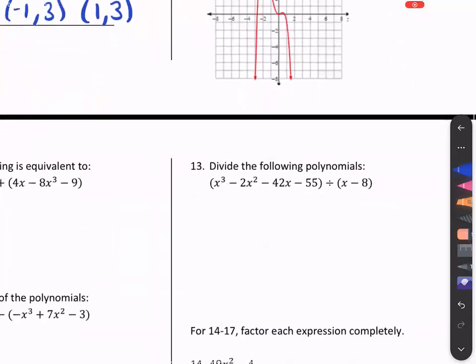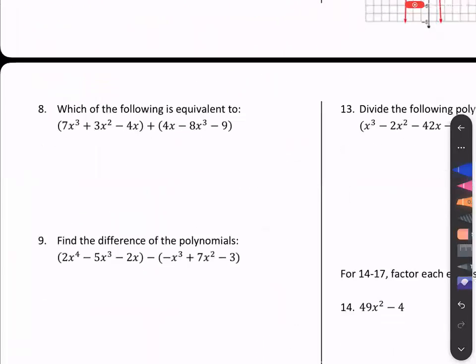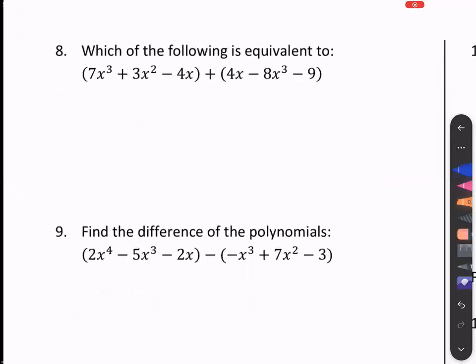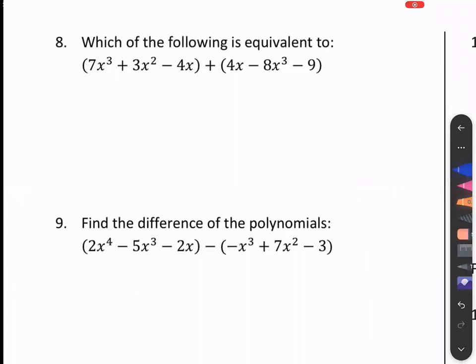Okay, so onto the back side. Okay, number 8 is just asking us to add these together. So remember, when we're adding two polynomials together, you are just combining your like terms. And you always want to write it in standard form. You have to put your biggest exponent first.